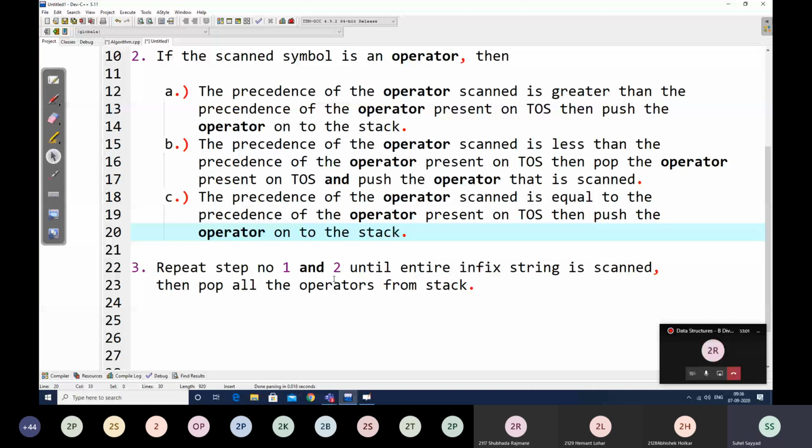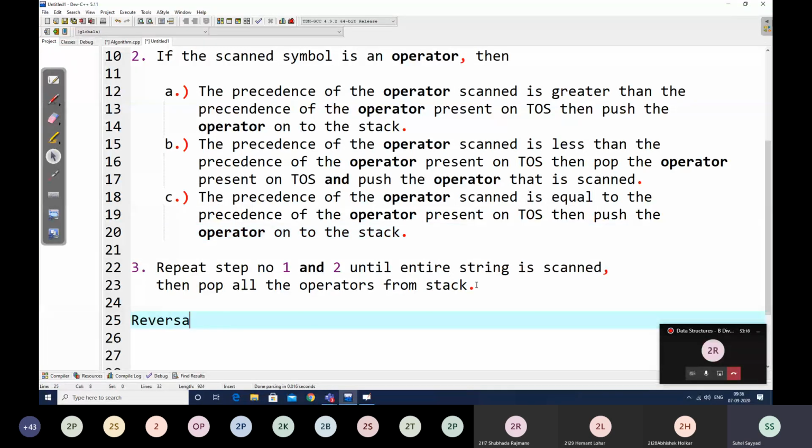Now once everything is done, again we will perform reversal of the output string. Is it clear?